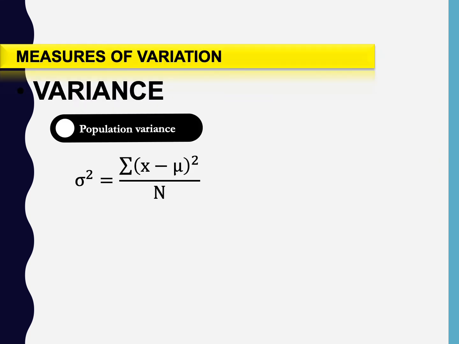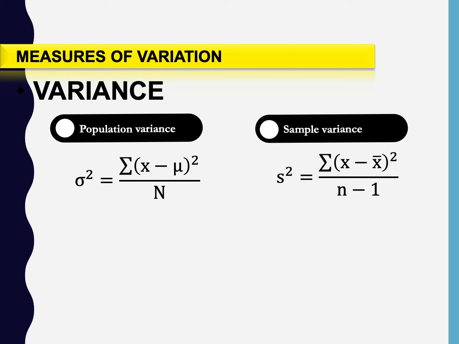The next measure of variation is what we call the variance. So again, there are two types of variance. You have the population variance, denoted by sigma squared, which is computed as the summation of the square of the difference between the data minus the population mean all over the total number of observation n, and the sample variance denoted by s squared, which is actually similar to the formula for the population variance, except for the denominator now is the total observation minus 1.